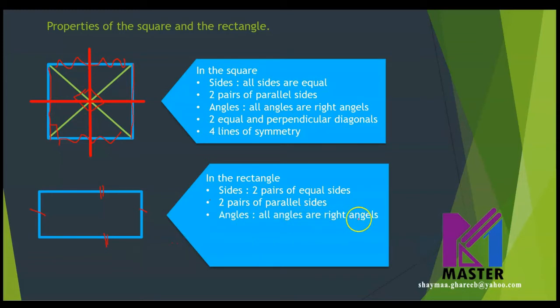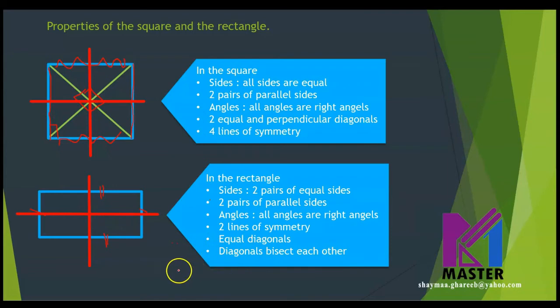All angles are right angles, same as the square. It has two lines of symmetry, the red ones here. These are the two lines of symmetry of the rectangle, and it has equal diagonals, and diagonals bisect each other. Here are the two diagonals. They are equal and they bisect each other.